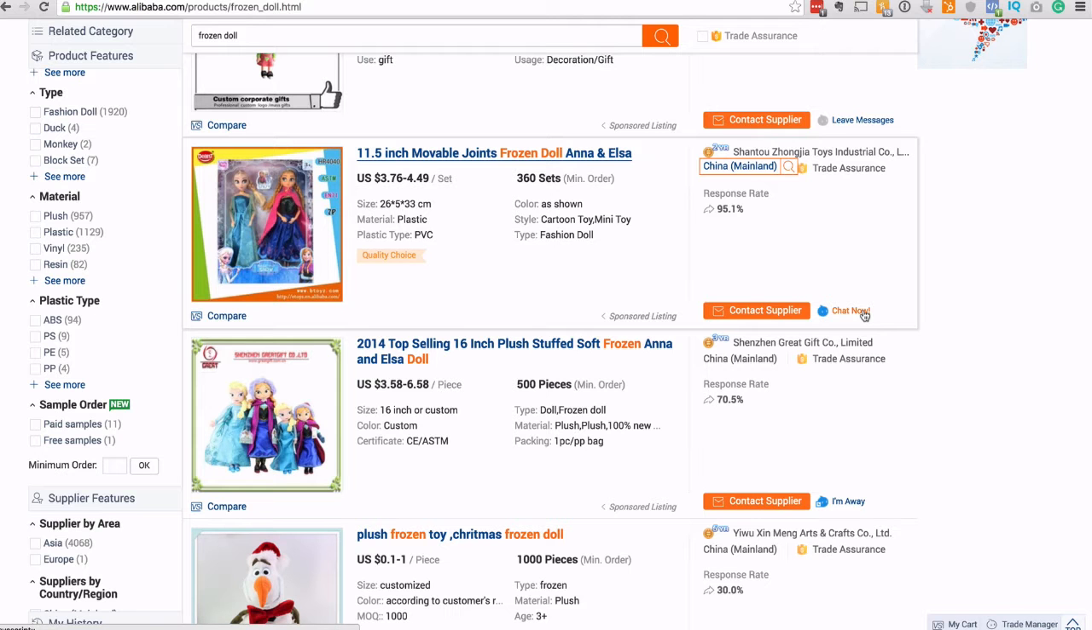Okay, so this is an example. When you look for products that look like they may have some restrictions, always ask the manufacturer and check with a professional.